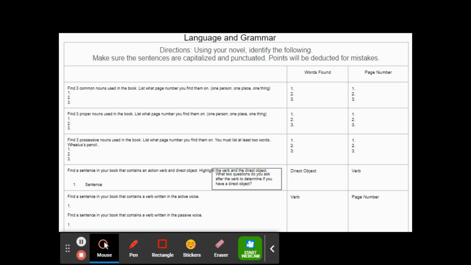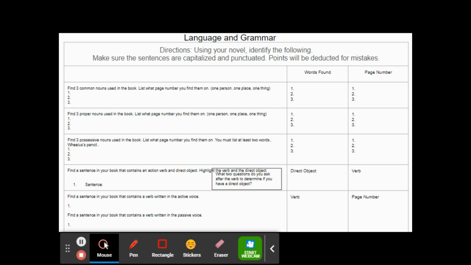The next problem is to find a sentence in your book that contains an action verb and direct object. This means we're looking for a transitive verb. Now, you've got to have 5 of these sentences. I'm sorry, this is find a sentence in your book that contains an action verb and a direct object. You only have to have one sentence here.